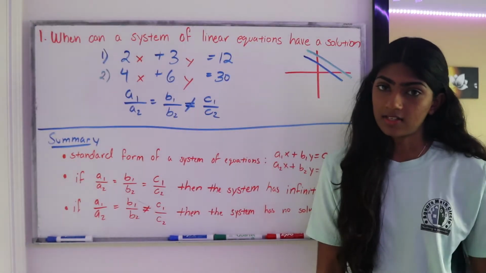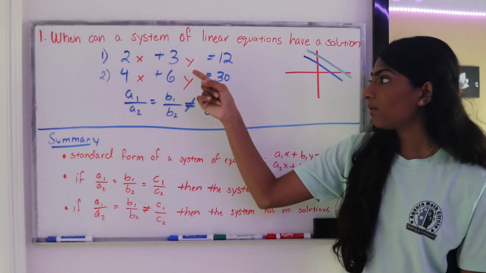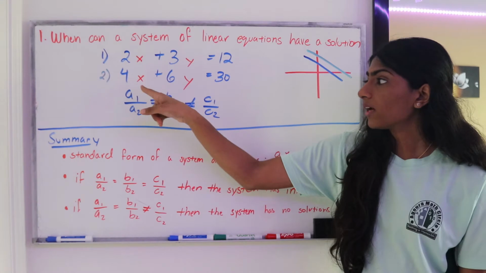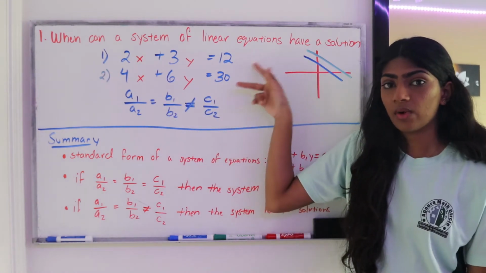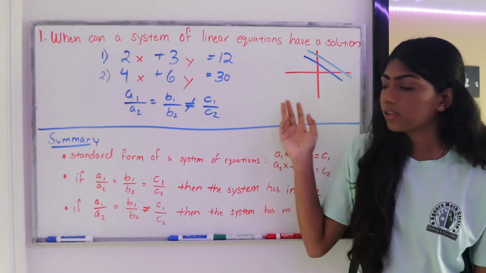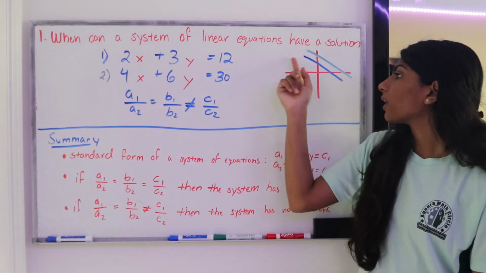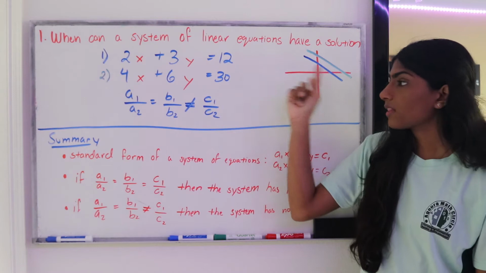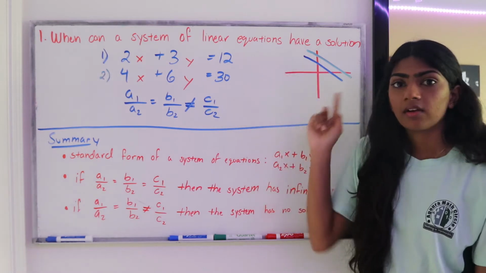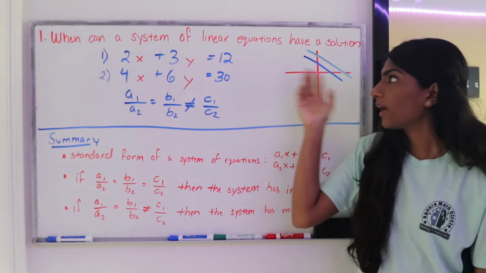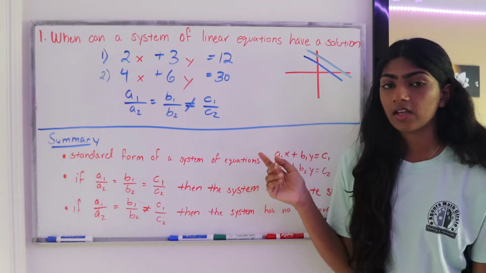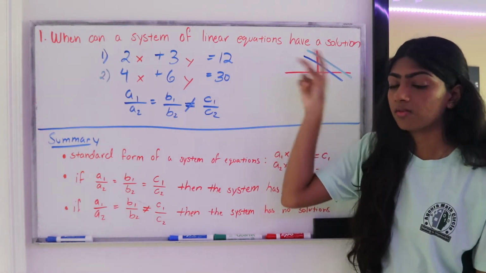Next, let's look at this example. 2x plus 3y equals 12, and 4x plus 6y equals 30. If we graphed both of these equations on an xy coordinate, it would look something like this, where the first one would be the blue line and the second one would be the green line. Now if you look here, both of these lines don't intersect. In fact, they're parallel and they're never going to intersect. They're just going to keep being next to each other forever.